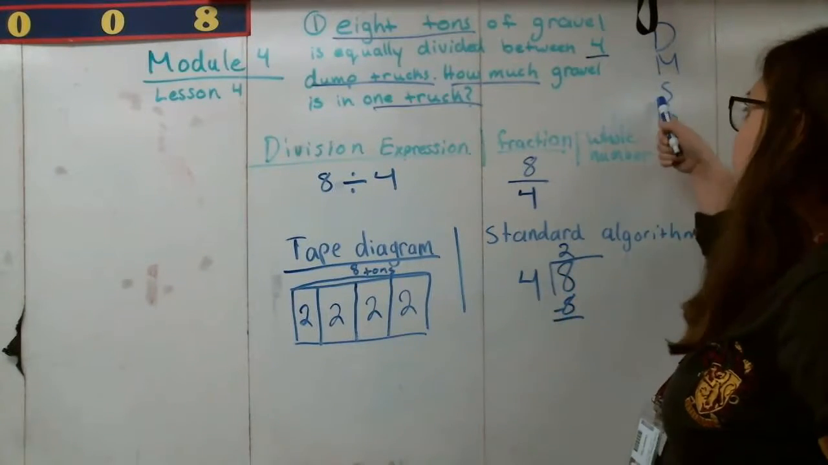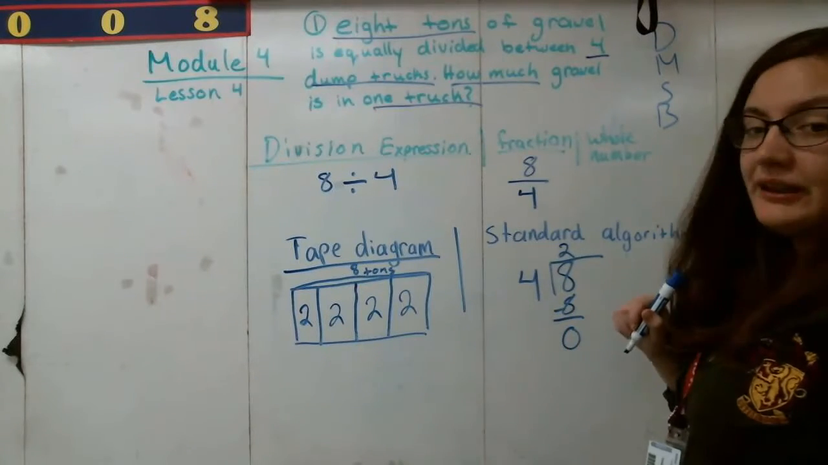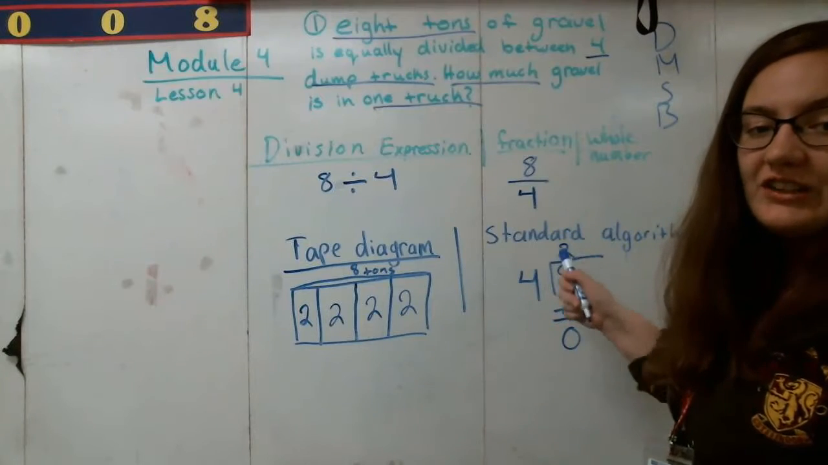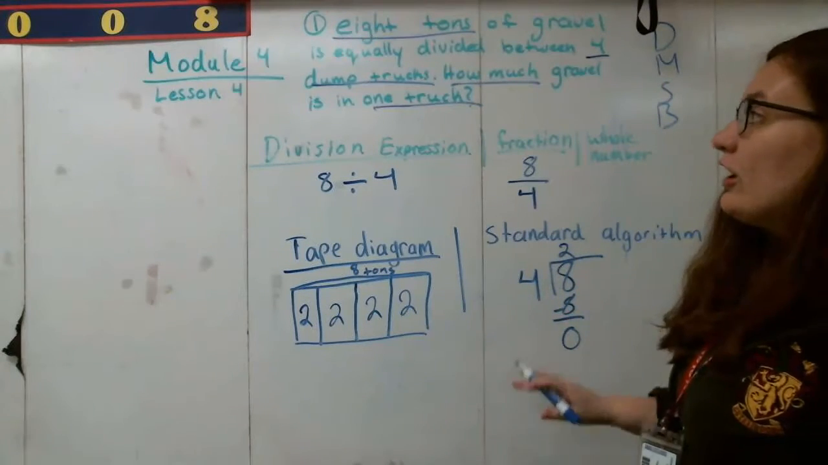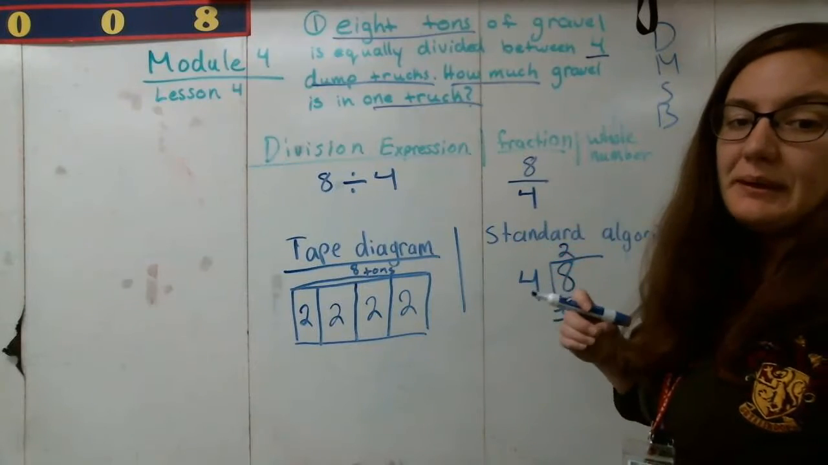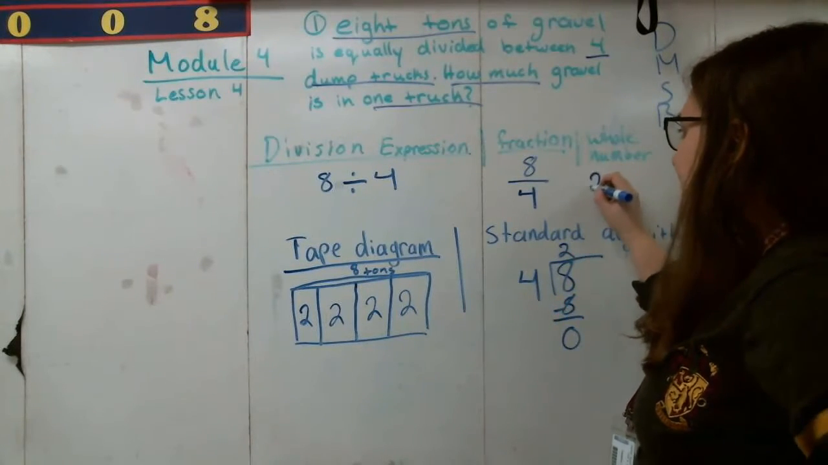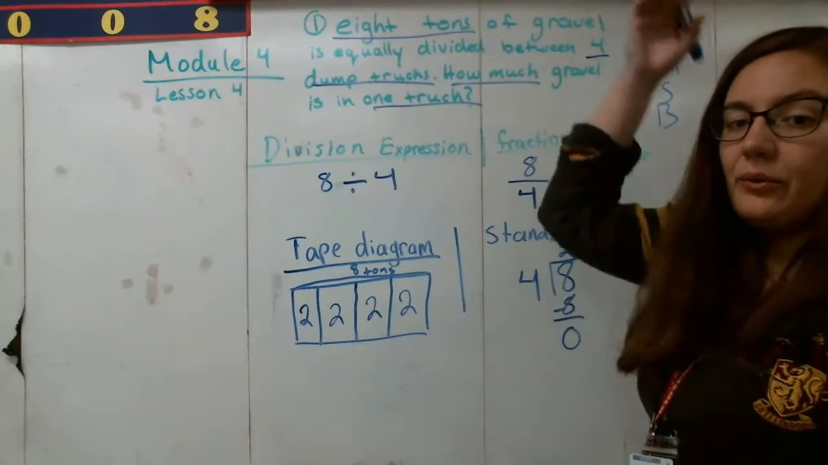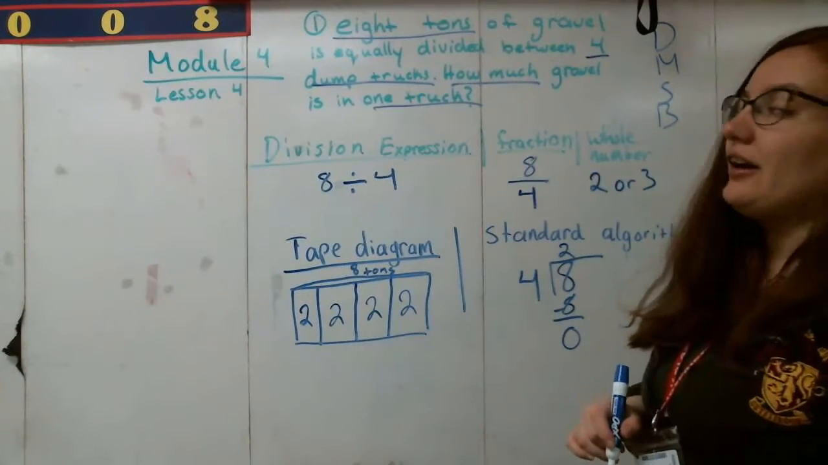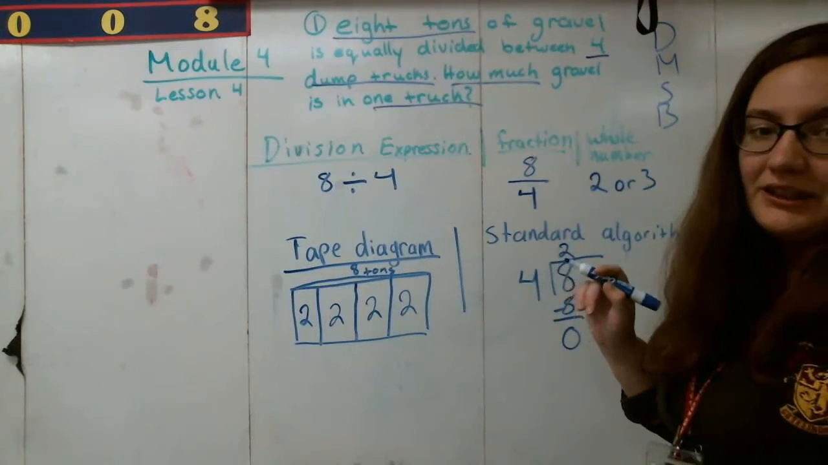Then we move on to subtraction. 8 minus 8 is 0, and then we bring down, but there's nothing to bring down, so we just look up here for our answer, which is 2. Now, we are almost done with this, but we also want to think about what whole numbers my answer is in between. Since my answer is 2, I'm going to say 2, and then I'm going to go up one more, and I'll say 2 or 3, and that would be what whole numbers my answer is in between.